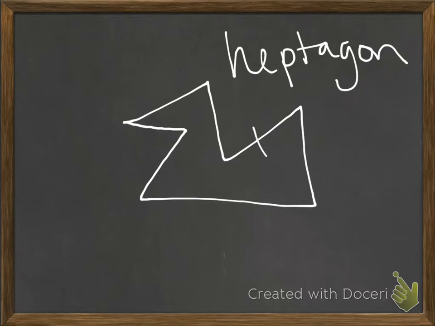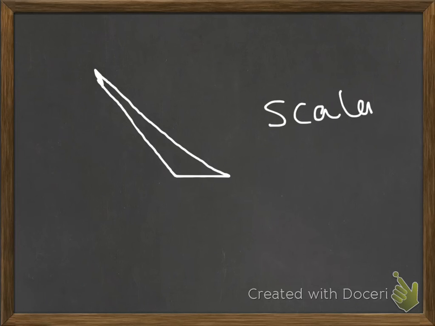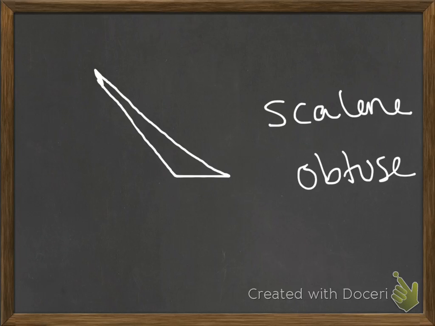It has 7 sides. 1, 2, 3, 4, 5, 6, 7. Please tell me the name of this triangle based on its sides and its angles. Pretend that's closed up there. All right, if you said scalene and obtuse, you are correct. Nice job.